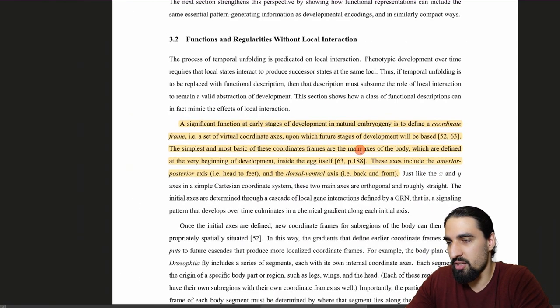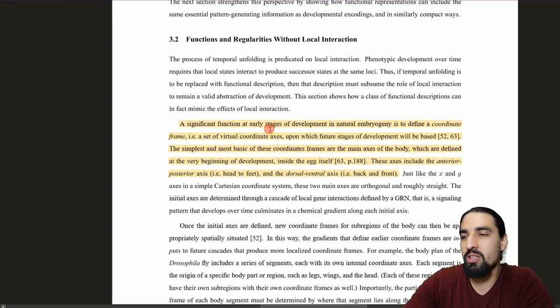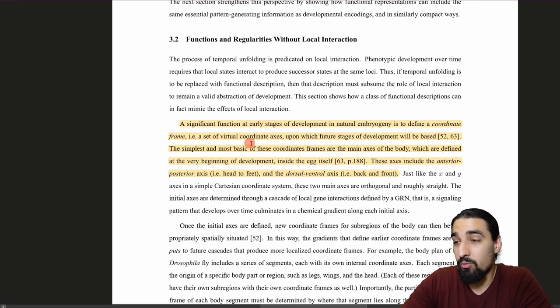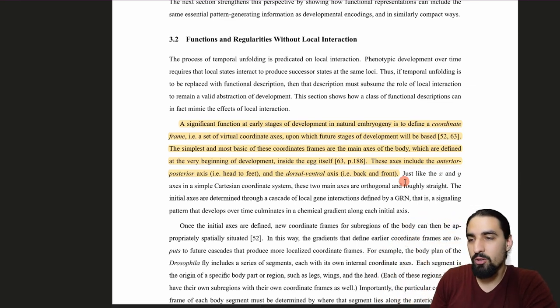Okay, let's see this sentence. A significant function at early stage of development in natural embryogeny is to define a coordinate frame, i.e. a set of virtual coordinate axes upon which future stages of development will be based. The simplest and most basic of these coordinate frames are the main axes of the body, which are defined at the very beginning of development inside the egg itself. These axes include the anterior-posterior axis, i.e. head to feet, and the dorsal-ventral, i.e. back to front.